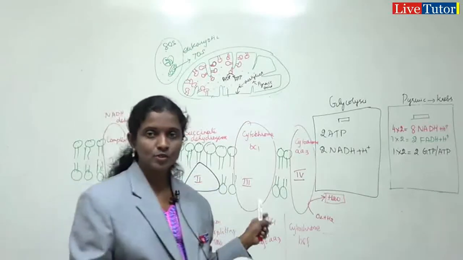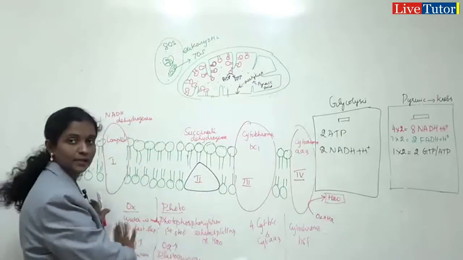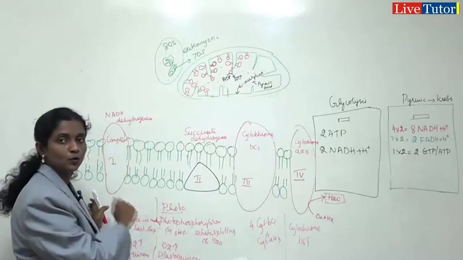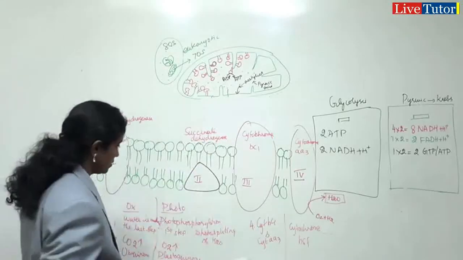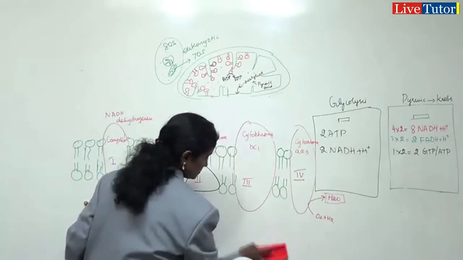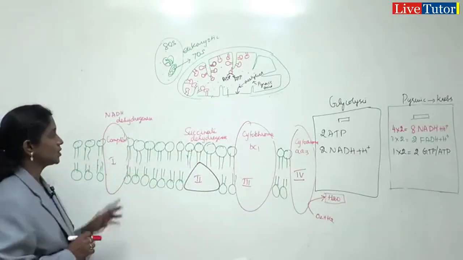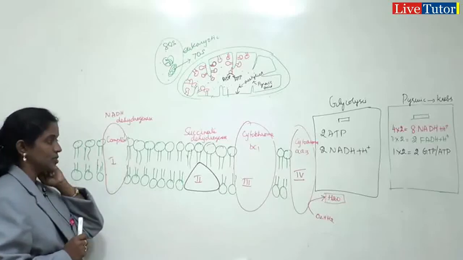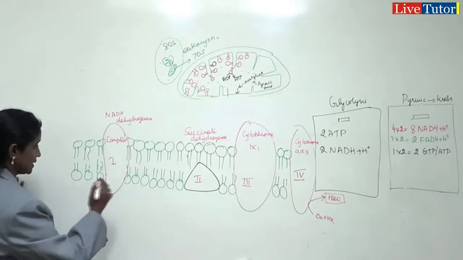Now we will proceed with the electron transport chain. We made a comparison between oxidative phosphorylation and photophosphorylation. Now let us proceed with those two boxes. Look at this. Now the complex one, as I said, is NADH dehydrogenase. Maybe a schematic representation will help you in understanding this.